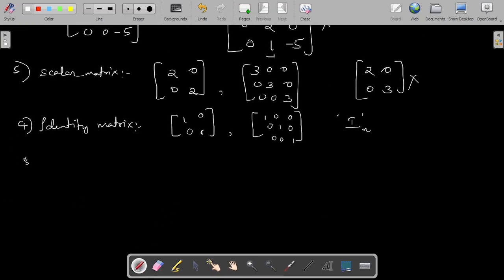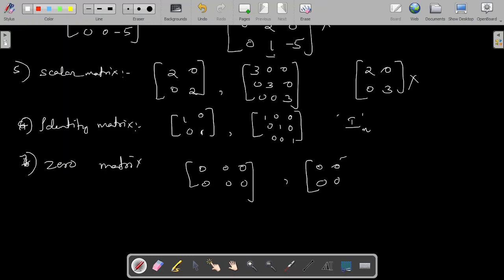Next, the zero matrix. A zero matrix can be of any order, in which all the entries are 0. It need not be a square matrix. This is an example of a zero matrix, 0 0 0 0. So this is about different types of matrices.